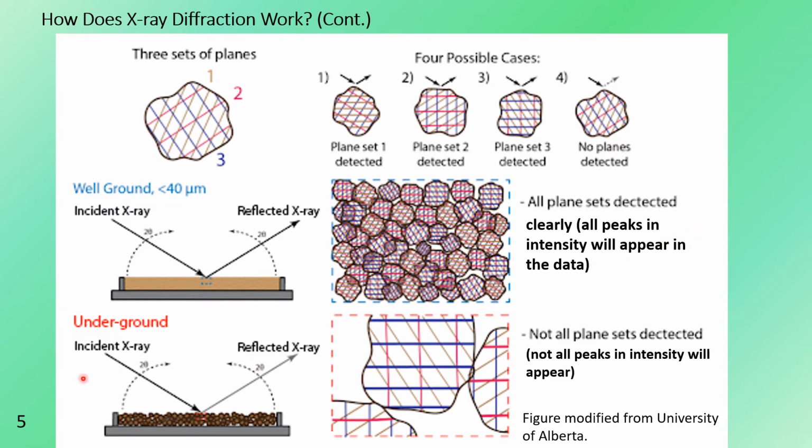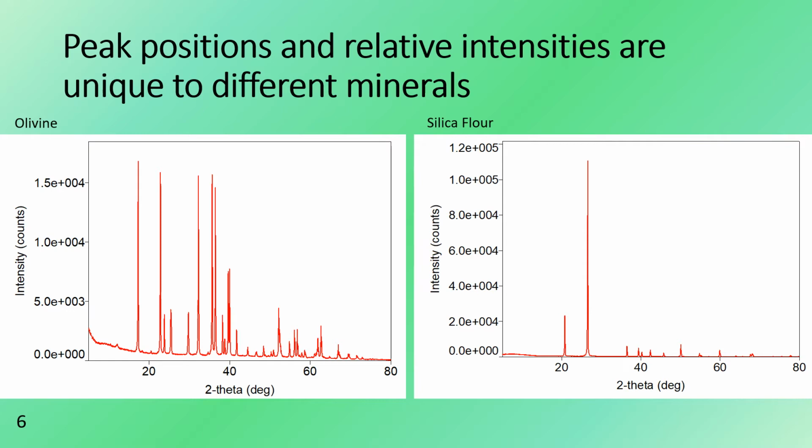But for a hypothetical underground sample, shown here at the bottom, the grains are too big for all the orientations and atomic planes to be hit by the X-ray beam. In this case, they wouldn't all be able to diffract the X-rays, so they wouldn't all be detected by the instrument. If we looked at the data from this hypothetical example, the peaks in intensity would not appear as they normally would, so the data would look really weird. And this is the main reason why samples are ground down to a very fine size before we do XRD measurement.